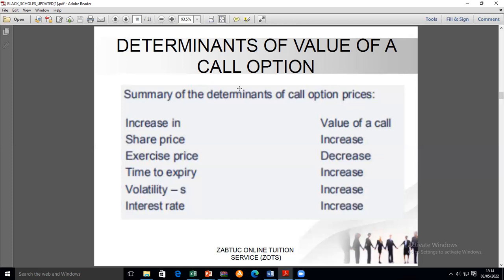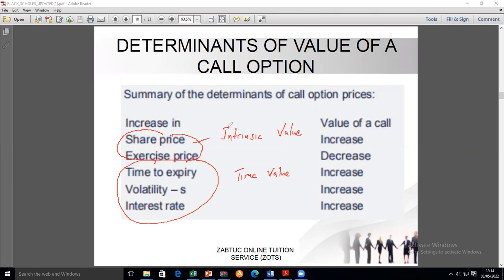So to calculate the value of an option, how many variables do we need? We need 5 variables. The 2 variables are used when calculating what? And these are used when calculating what? And our Black-Scholes option pricing model is modeled on these 5 variables.